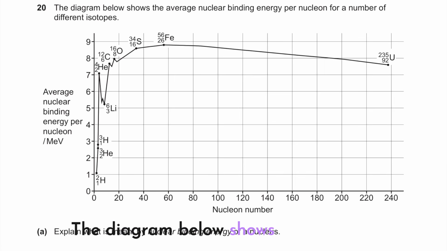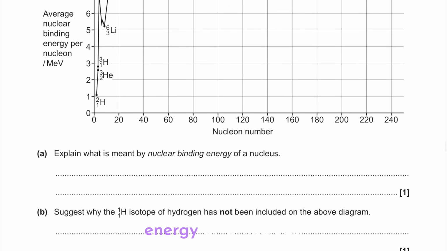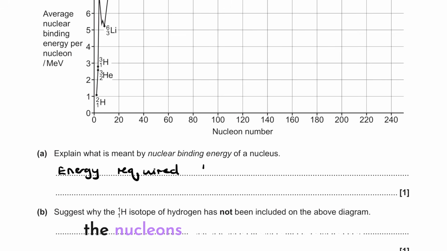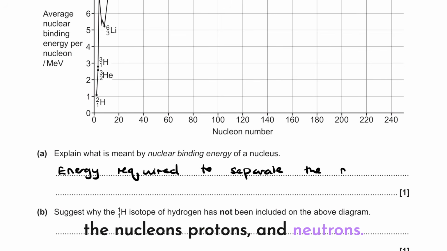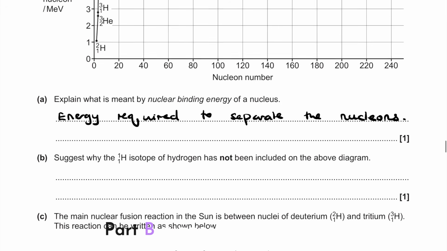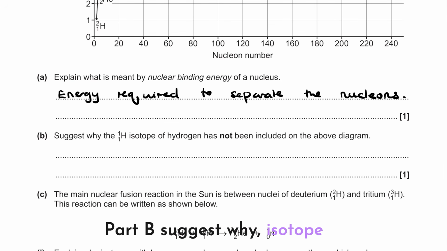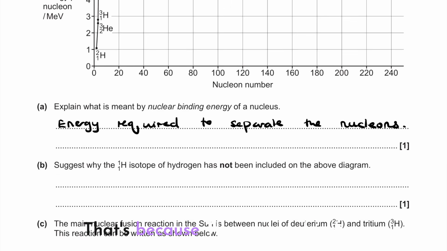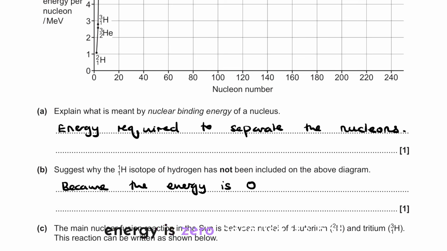The diagram below shows the average nuclear binding energy per nucleon for a number of different isotopes. Explain the nuclear binding energy of a nucleus. It's the energy required to separate the nucleons, protons and neutrons. Part B, suggest why isotope H1 of hydrogen has not been included on the diagram above. That's because the nuclear binding energy is 0, because it's got only one proton and no neutron.